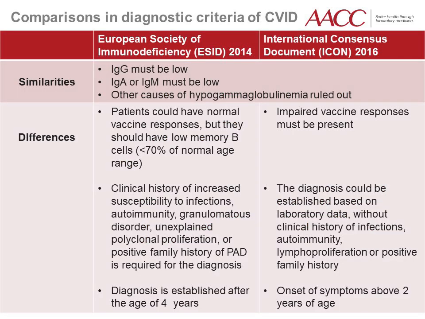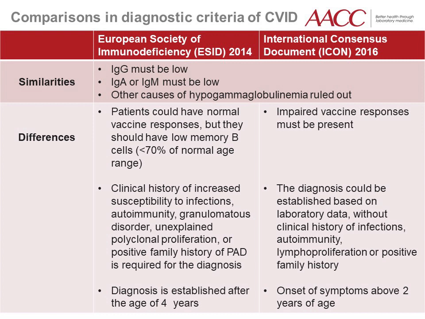We discussed the similarities and differences in the diagnostic criteria of CVID between the European Society for Immunodeficiencies (ESID) in 2014 and the International Consensus Document ICON 2016. Both require low IgG levels, low IgA and/or IgM levels, and that other causes of hypogammaglobulinemia be excluded. The ICON requires the presence of impaired vaccine responses, while the ESID forgoes this criterion if the patient has low memory B cells. The age of diagnosis should be above 2 years for ICON and above 4 years in the ESID.